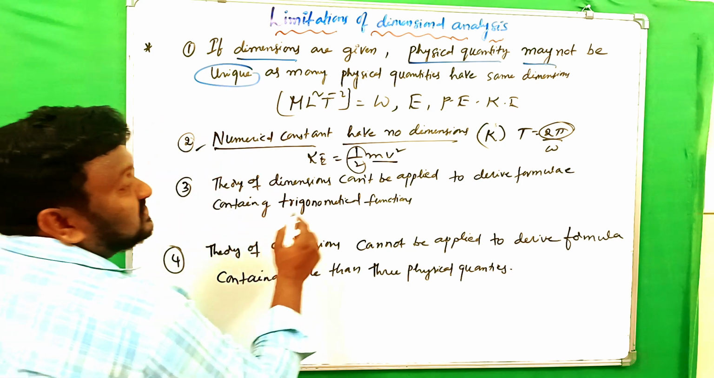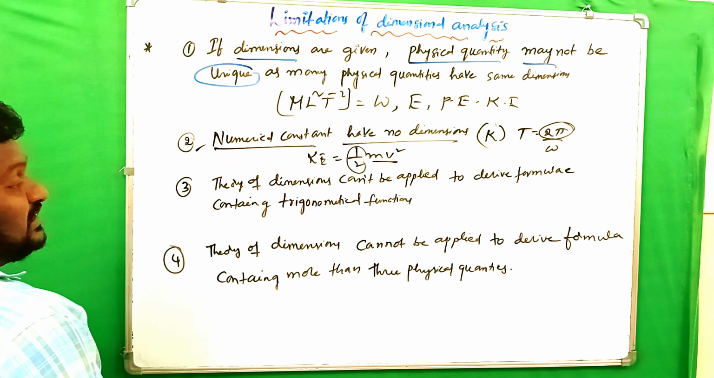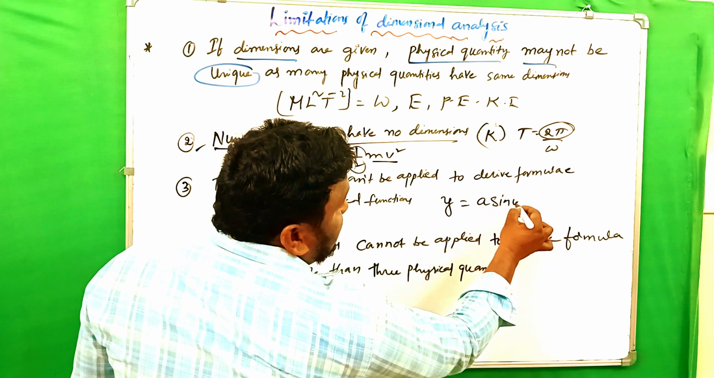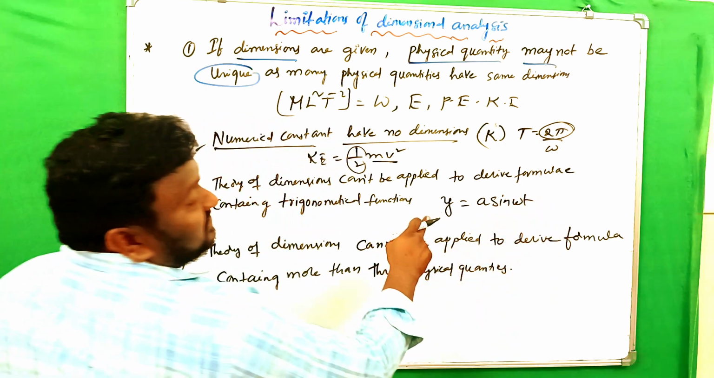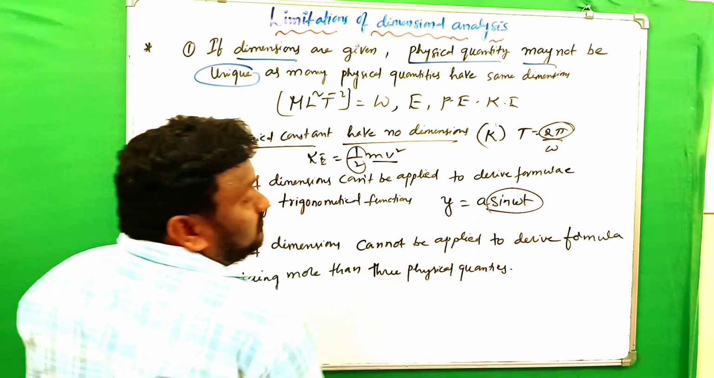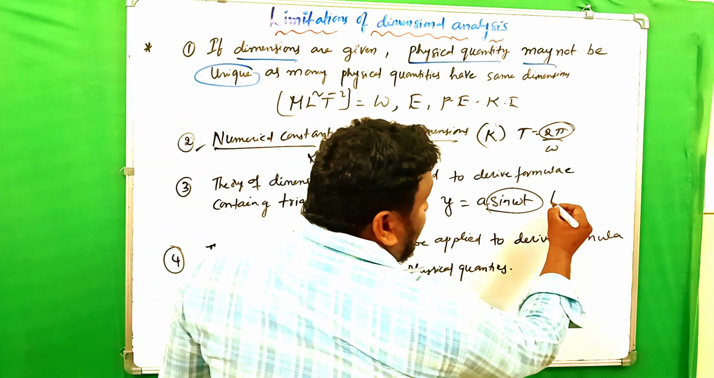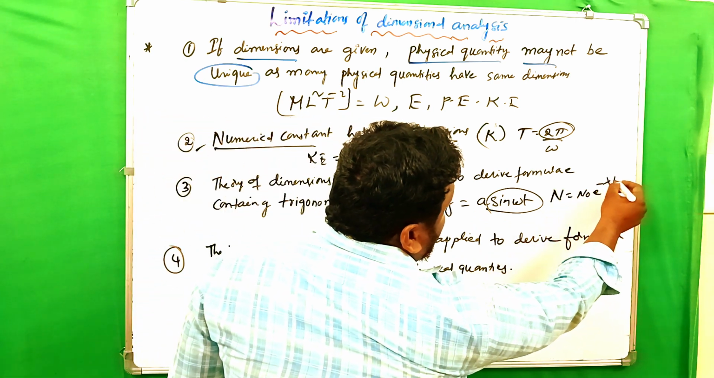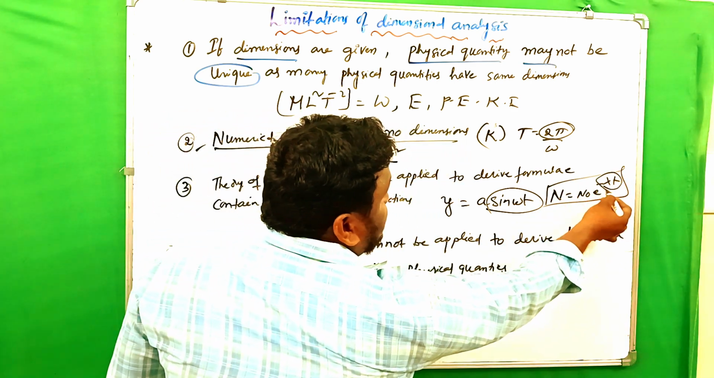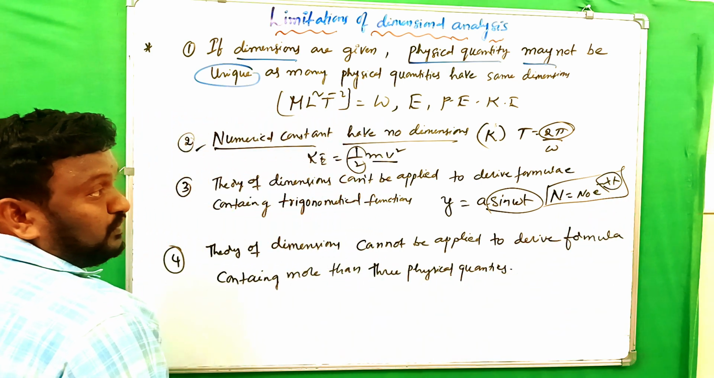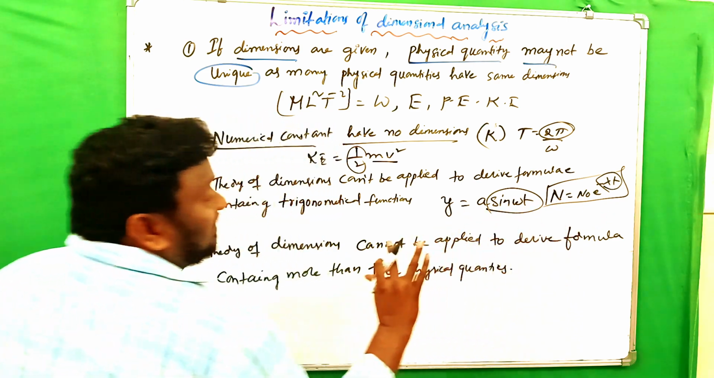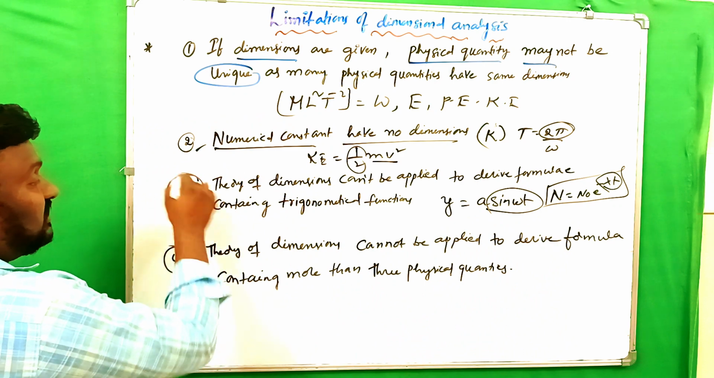And the theory of dimensions cannot be applied to derived formulas containing trigonometric functions. For example, the displacement of a progressive wave is given by y equals a sin omega t. Here y is the displacement, and a is the amplitude. Then what about this one? And like this, N equals N naught into e to the power of minus lambda t, the law of decay. In that also we are not able to explain everything, because e to the power is there. So for relations in this form, dimensional analysis could not explain clearly. That's why it is our demerit.